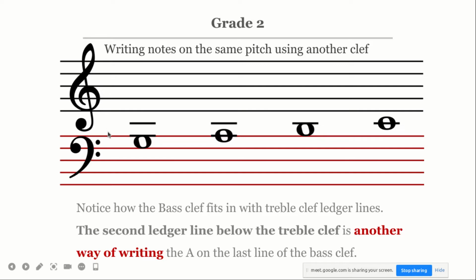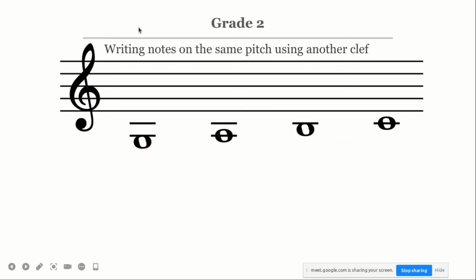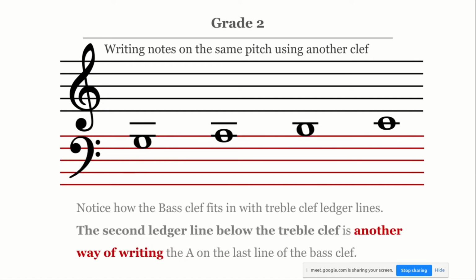So someone writes two ledger lines. We are talking about this first note here, the first note. You write two ledger lines and then a note on the space below. And another person draws a bass clef and writes this note on the last space. You have written the same note. Is it making sense?